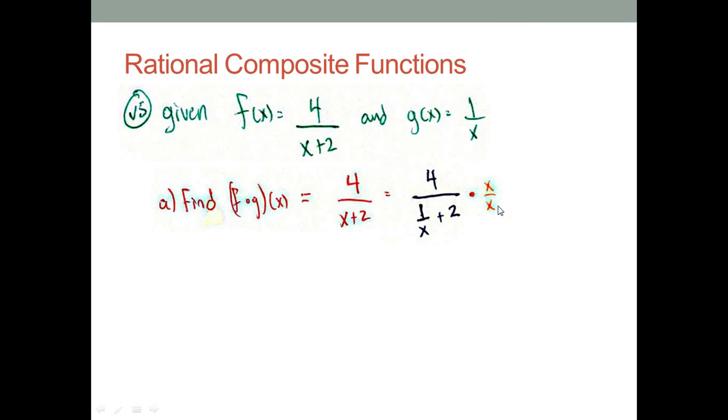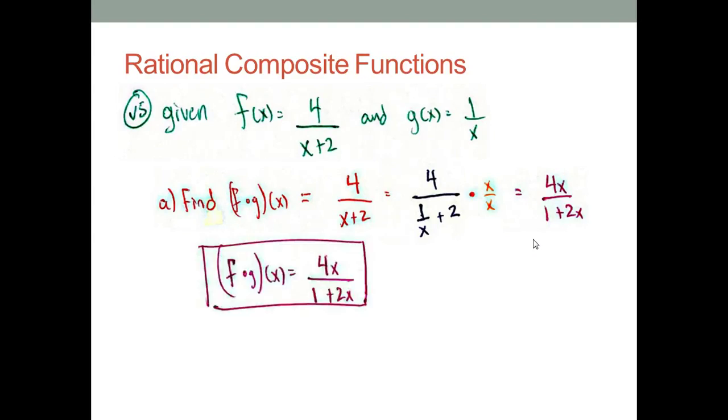So I'm not changing the value of my function at all. But 4 times x gives me my numerator, which is 4x. But you see, if I multiply and distribute the x on the bottom, 1 over x times x is just 1, which is way simpler, and 2 times x is just 2x. So now I don't have a fraction in a fraction, like Inception, if you want to quote a movie. All right, so my f of g of x is 4x over 1 plus 2x. So that is f composed with g of x, where I have a rational g and f.